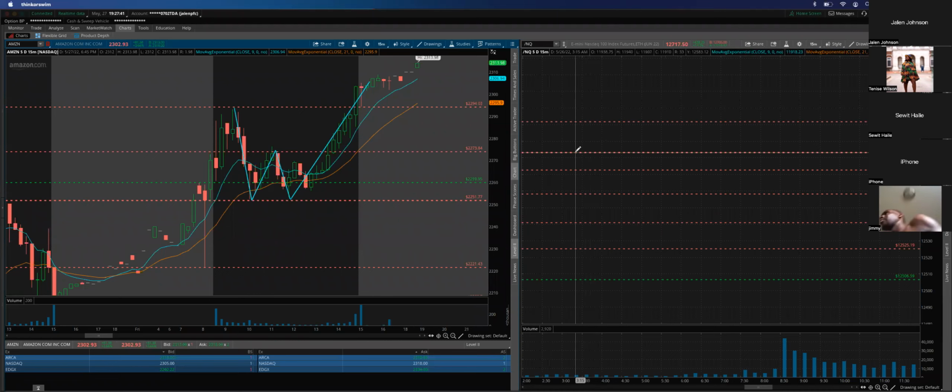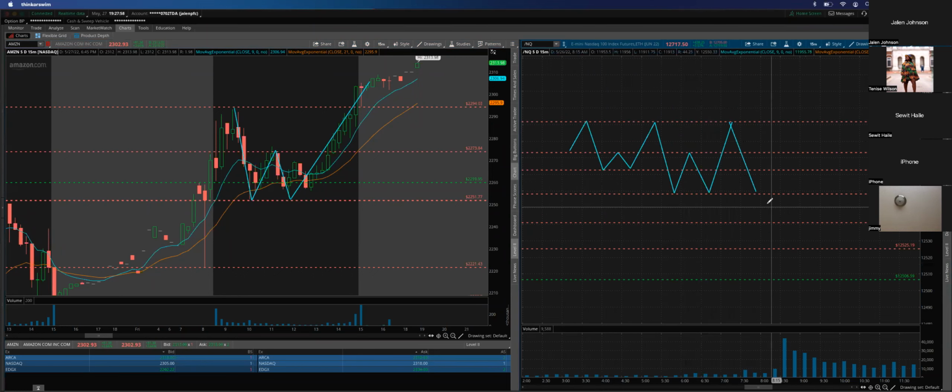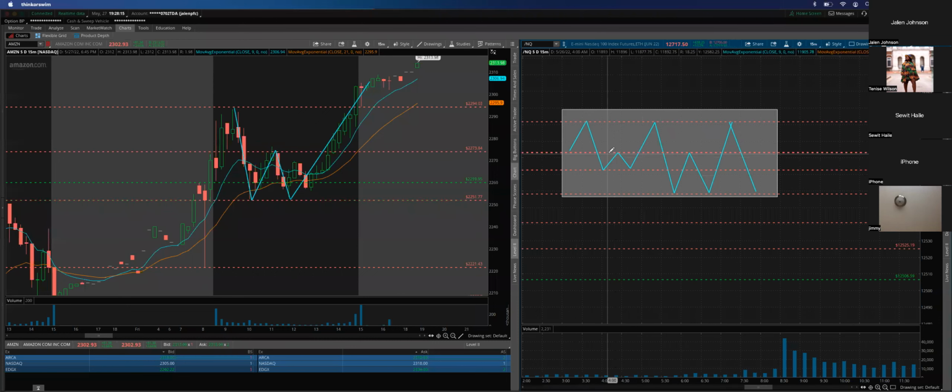Now I'm finna draw something real quickly. Let me know, I want y'all to identify what type of trend this is. What kind of trend is this? Chop, right? How do we trade this? How do we trade chop, guys? You don't. But that's the problem with a lot of traders. They have to force this. They want to force this kind of market.